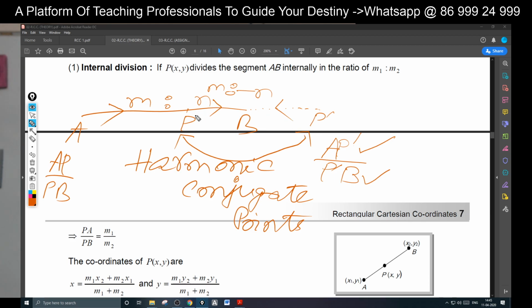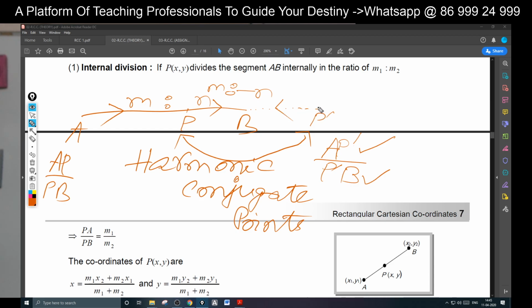So whenever there are 2 points P and P dash with respect to AB, P dividing the line segment AB internally in the ratio m:n and P dash externally in the ratio m:minus n, provided m and n are positive. I have to mention that also. Theoretically, m and n are positive. Then these 2 points P and P dash are said to be harmonic conjugate points with respect to AB. This is what you have to understand.